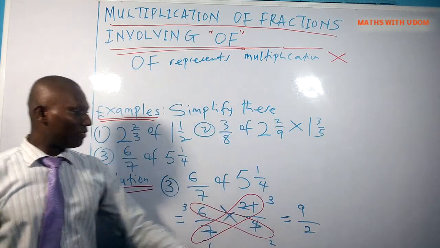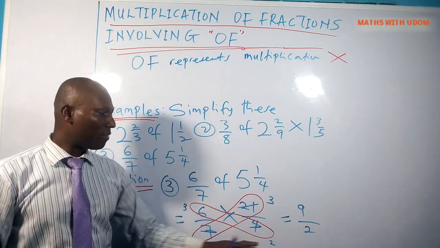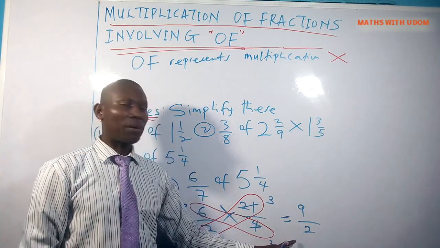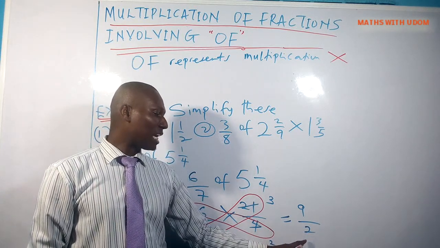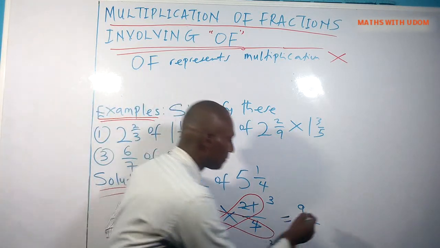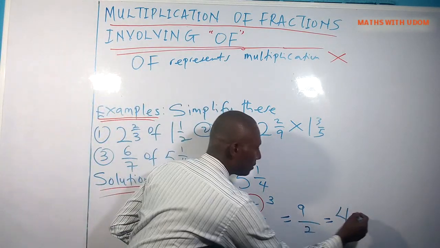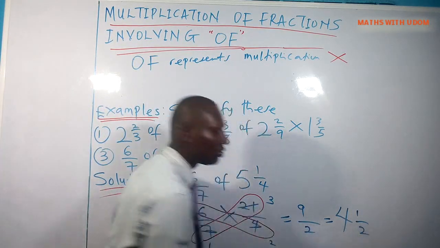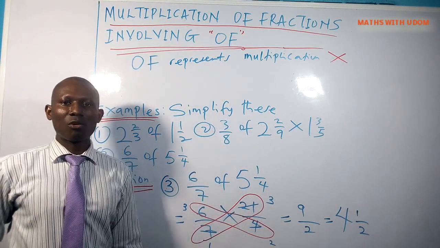Okay, we can't leave the answer like this 9/2 because it's an improper fraction. We convert this improper fraction into a mixed fraction. So 9/2 will give us, how many times can 2 go in 9? So 2 can go in 9 4 times. Okay, so we have 4 times. What is remaining? It will remain 1 divided by what? Our denominator 2. And that is the answer for that question.